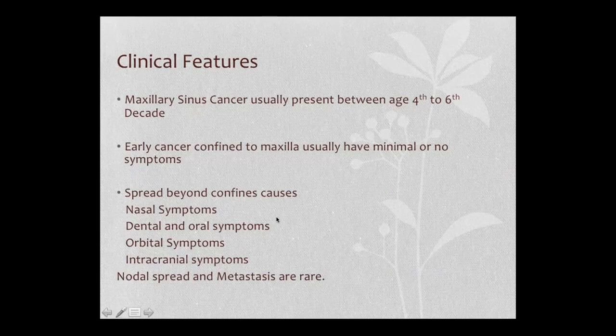It can cause nasal symptoms, alveolar process and dental symptoms, orbital symptoms, and intracranial symptoms if it goes through the pterygoid or through one of the fossae, like the foramen ovale and other areas, into the intracranial space. Nodal spread is less common, but if it is there, it is at level 2 and the submandibular lymph nodes. Metastasis is rare, but it has to be kept in mind in extensive disease, especially adenoid cystic carcinoma and other malignancies.